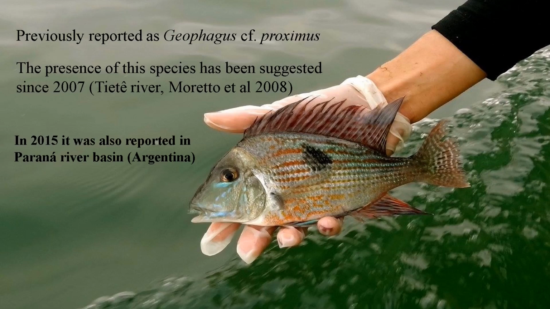And previously, this species was reported as Hemiodus proximus in the Paraná River, but after some genetic studies, they confirmed that this species is Hemiodus veni. The presence of this species has been suggested since 2007. And this species was also reported in Argentina in 2015, by the Paraná River Basin connecting the rivers between countries.